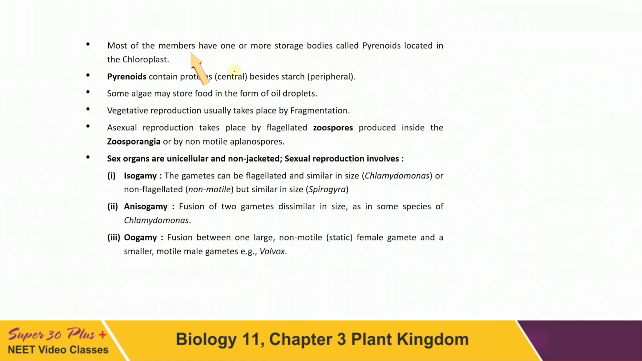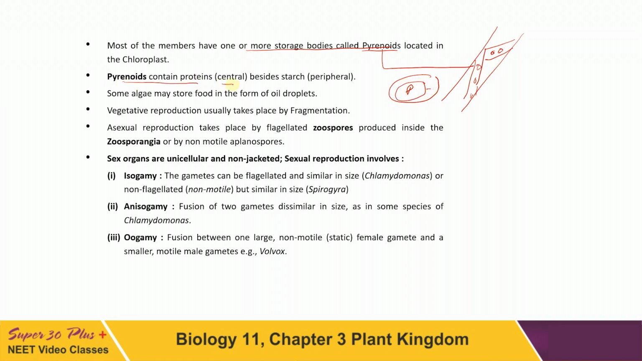Most of the members have one or more storage bodies, that is pyrenoids. This is the cell with a ribbon-shaped chloroplast, which will make the food. On the chloroplast we have this food storing body. These food storing bodies are known as pyrenoids. Pyrenoid contains protein at the center and is surrounded by starch at the periphery. Some algae may store food in the form of oil drops.